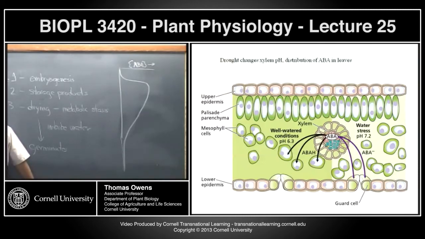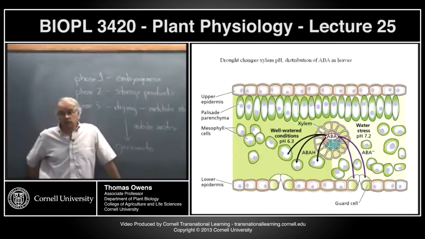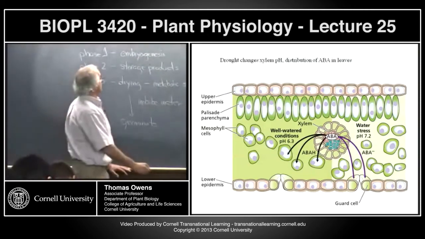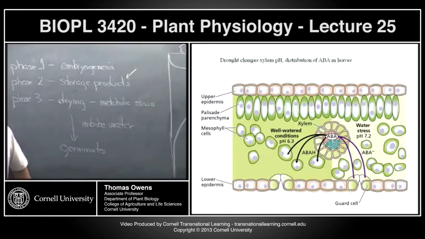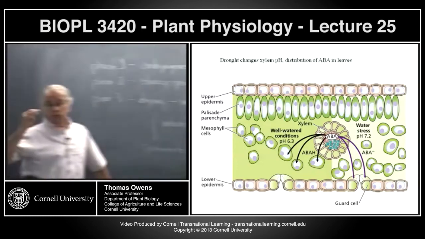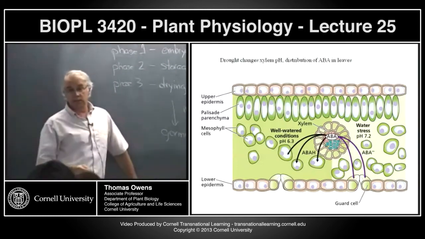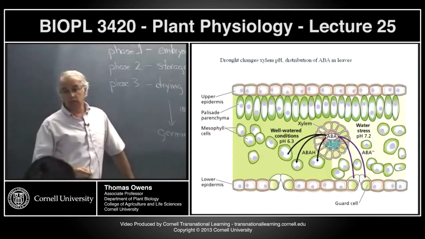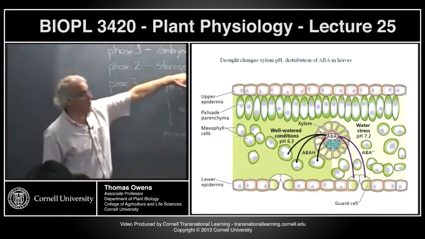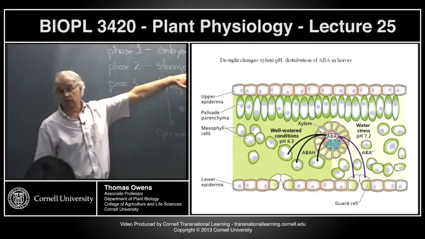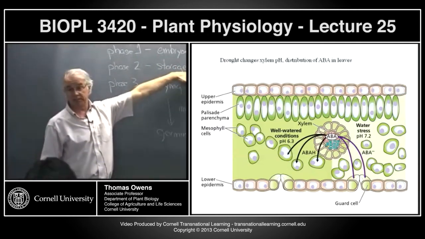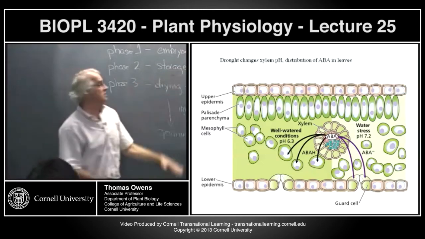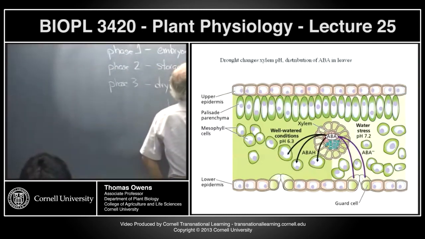It turns out ABA is playing a number of different roles here. At this point, ABA plays an important role in turning on the synthesis of compounds that are going to be used as storage products. Okay, so ABA is regulating the creation of these storage reserves in the seeds. So ABA is playing an important role here.